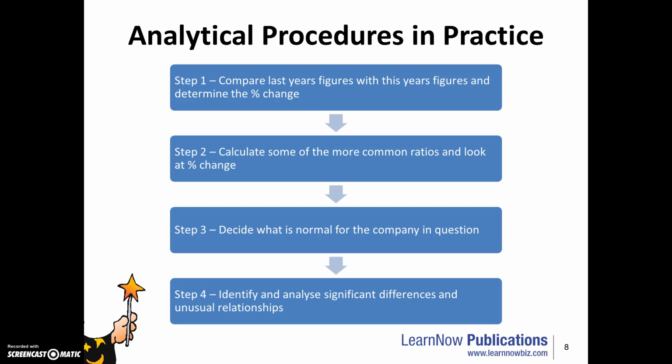So in practice, analytical procedures have the following steps. Step 1. Compare last year's figures with this year's figures and determine the percentage change. Step 2. Calculate some of the more common ratios and look at percentage change, as previously mentioned. Step 3. Decide what is normal for the company in question.